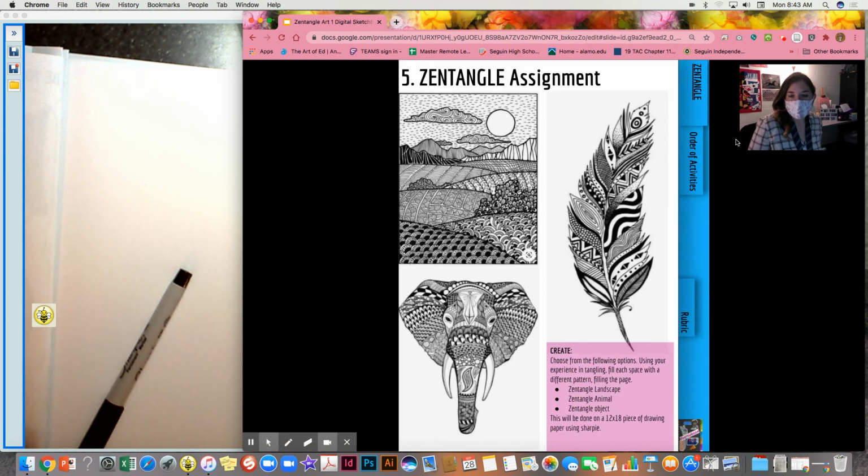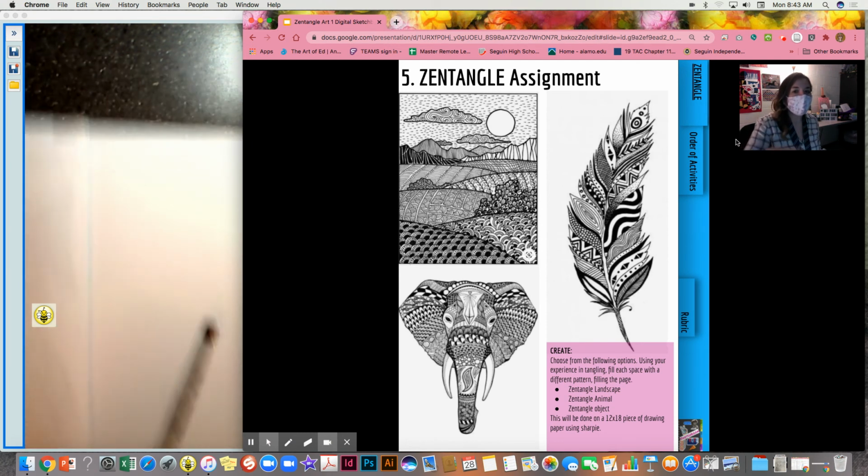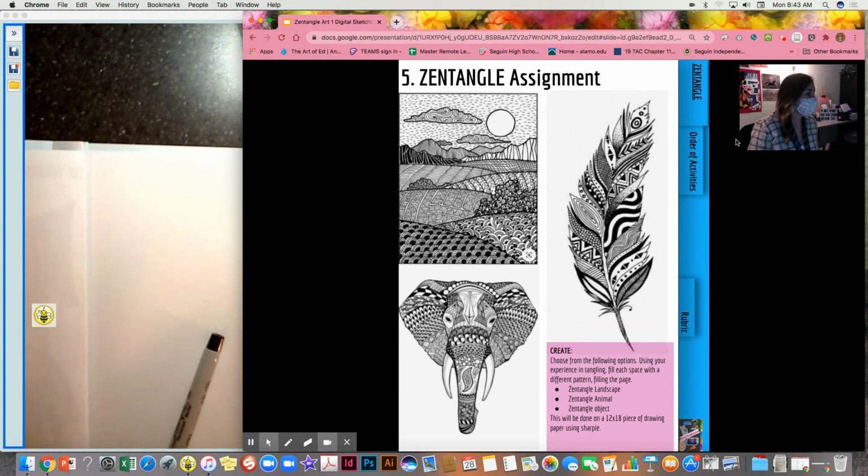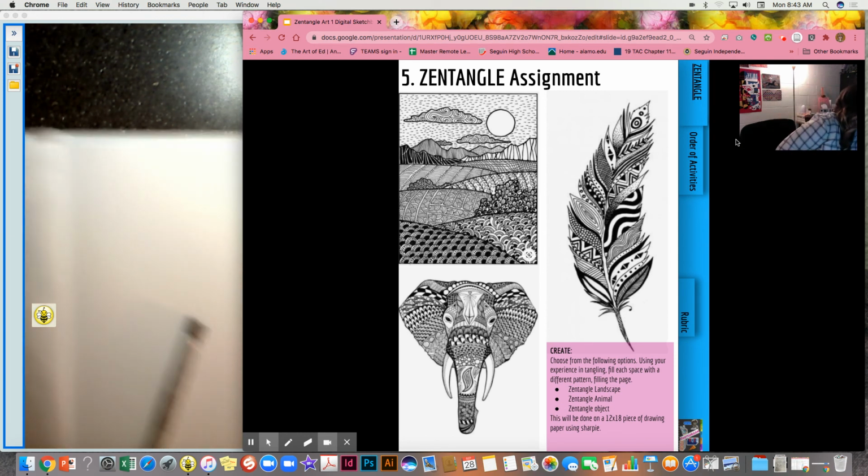I don't know why that's not working. Okay, so this will be your final assignment. You'll get to choose what you want to do, but you will do it on a large sheet of paper, like this size paper.